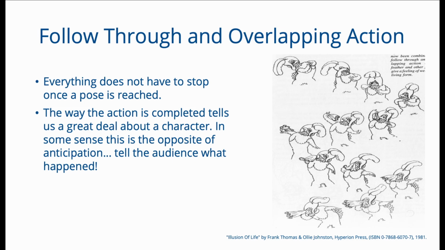So if there is a cricketer who is batting and he hits a six, then even after the bat has hit the ball, there is a follow through of the bat. So if you suddenly stop the bat as soon as the batsman has hit the ball, then that's going to just look weird. And similarly, overlapping action. So we do various actions such that one action flows into another action while we are doing those movements.